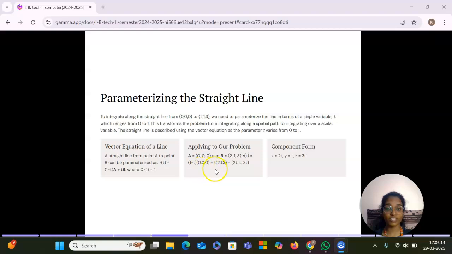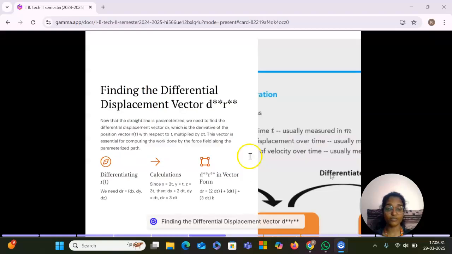r(t) is (1 minus t) times (0,0,0) plus t times (2,1,3). We multiply that, and the first part becomes 0. That gives 2t, t, 3t. So x equals 2t, y equals t, and z equals 3t.